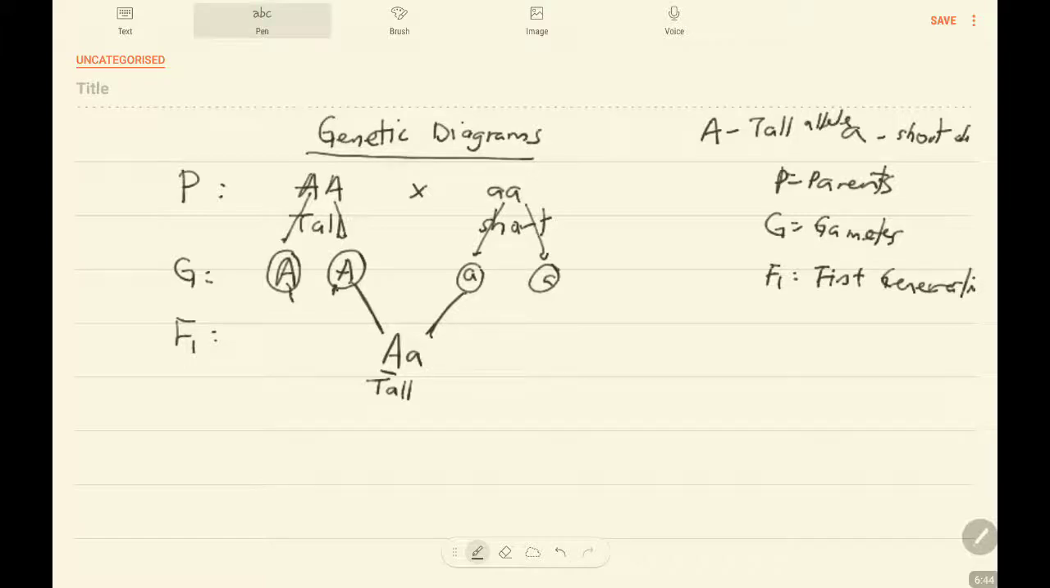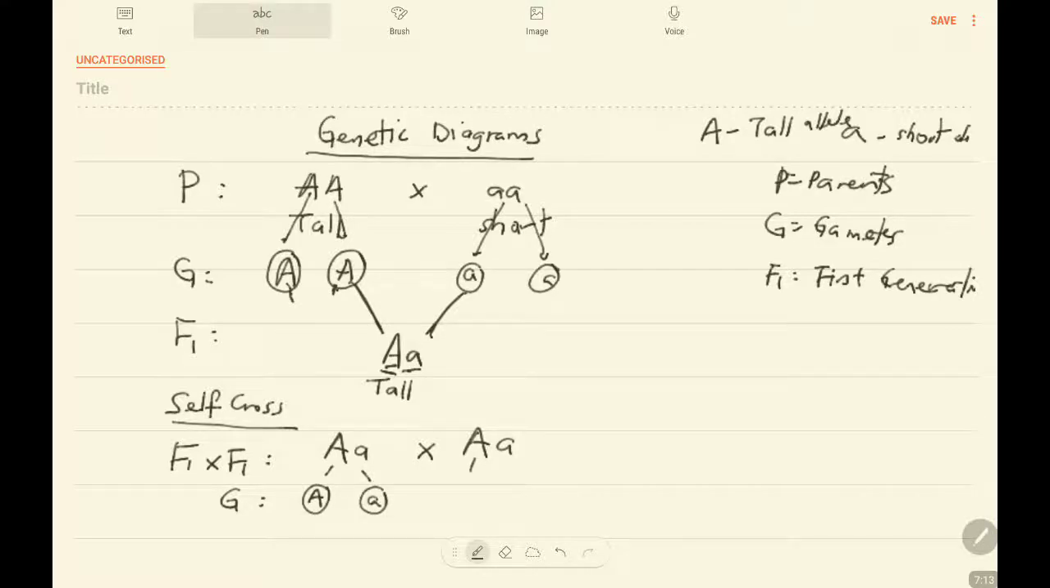Alright, so next one, we conduct a self-cross. So self-cross, like I said, is the cross between the same generation. So F1 crosses with F1. So what is the genotype of F1? It is heterozygous. Big A small a crosses with big A small a. So the same thing, we need to form the gametes. Okay, so the gametes here are big A and small a. For this one, also big A and small a. Alright, so now the next generation is called the F2 generation. F2 generation means second generation.